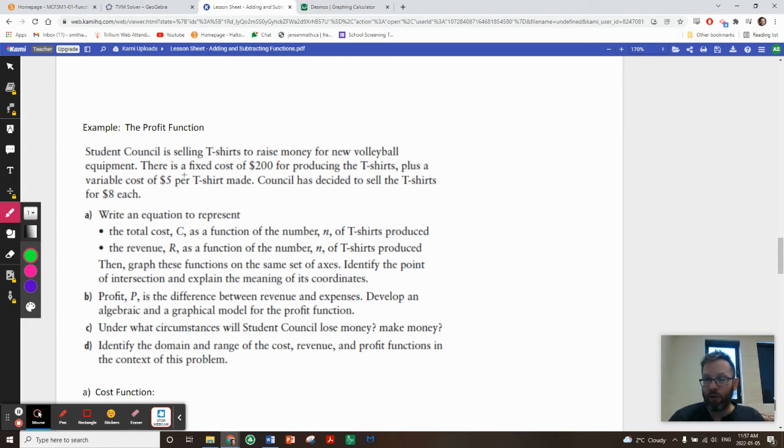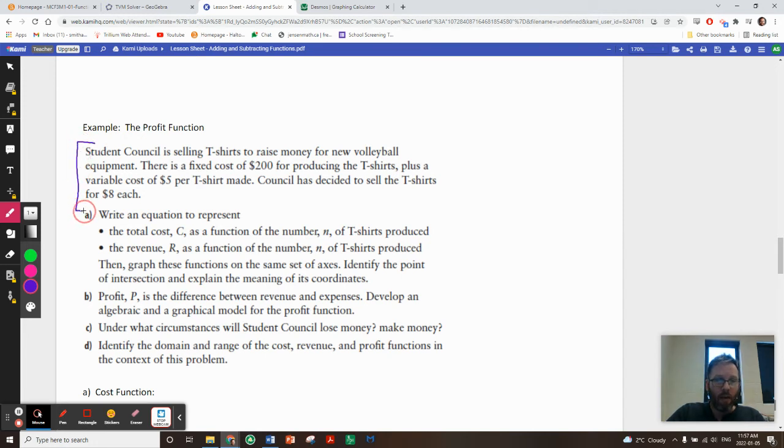The profit function is always the difference between the revenue function and the cost function. So we're going to look at that. The functions that we're going to be looking at here are linear in nature, so the algebra here is not going to be too crazy. We're just looking at an application of the superposition principle.